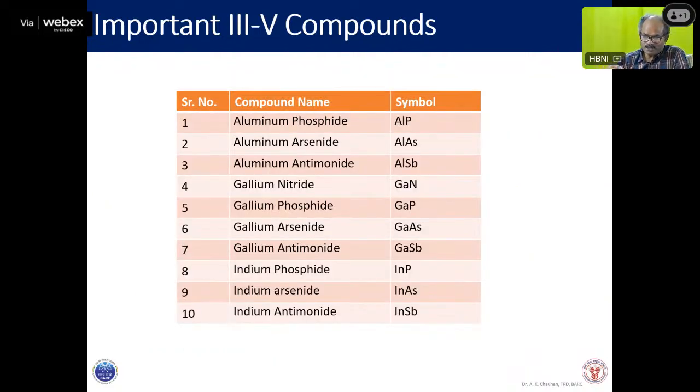So these are the very common and important 3-5 compounds. That is aluminum phosphide, aluminum arsenide, aluminum antimonide, gallium nitride, gallium phosphide, gallium arsenide, gallium antimonide, indium phosphide, and indium arsenide, and indium antimonide.